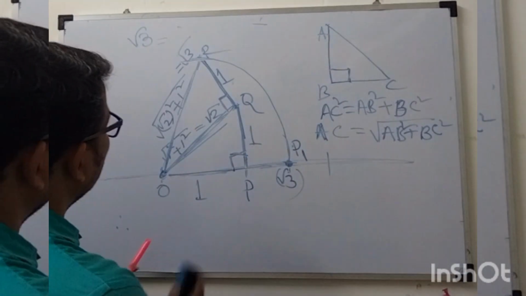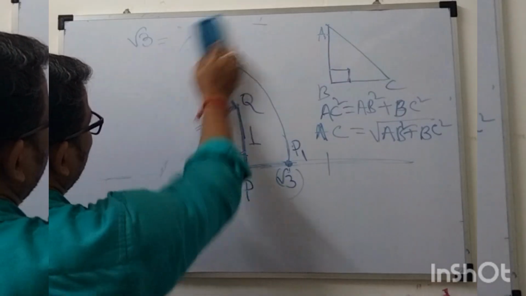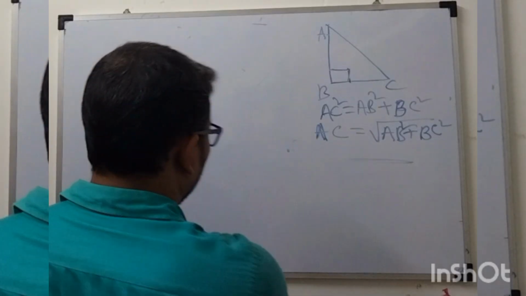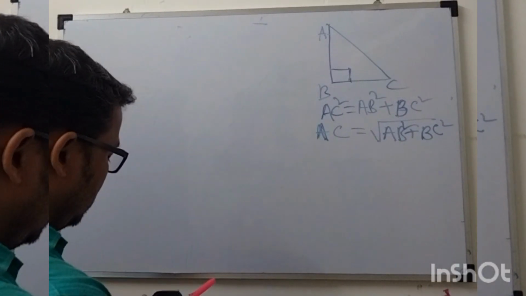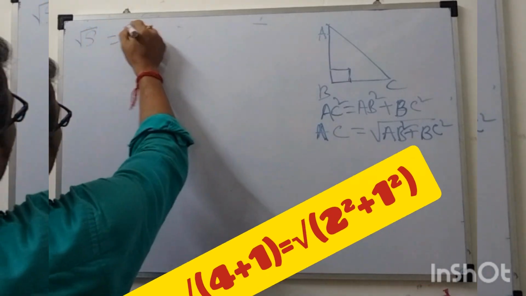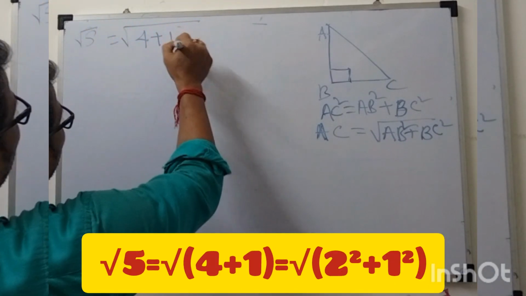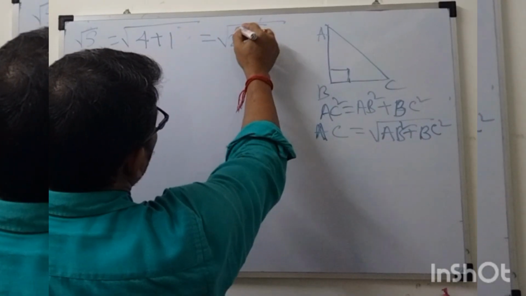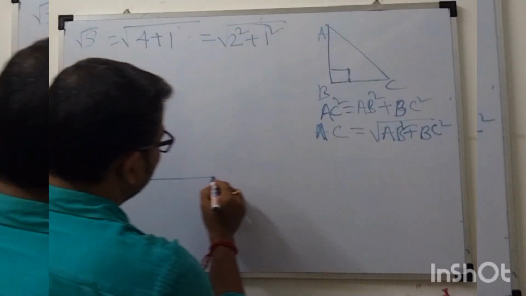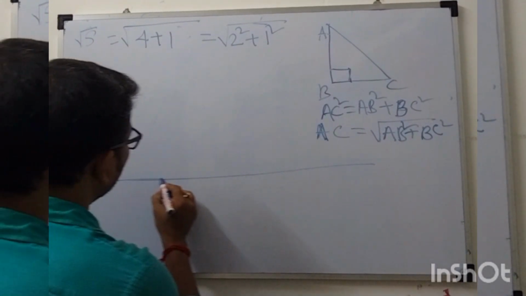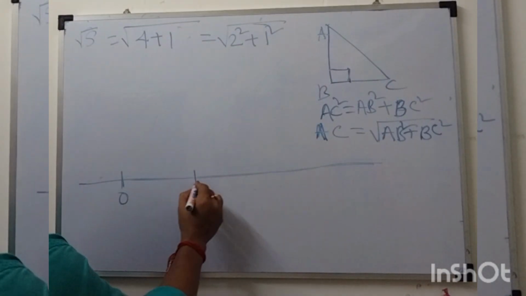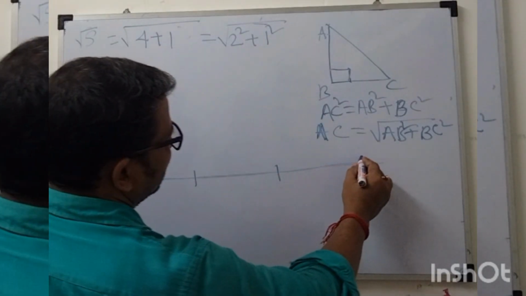Again, if we have to put the number root 5 on the number line, then what will we do? Then what will be the process? Now root 5 is equal to root over 4 plus 1, and now 4 is equal to 2 square and 1 is equal to 1 square. Like the previous number line, we will draw another number line, and here is the point O. This is 1 unit, this is 2 units, 3.